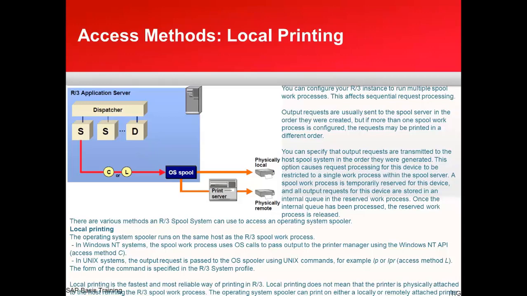Okay, so in Windows NT systems, the spool process uses the OS calls to pass output to the printer manager, and in Unix it is done using the LPR, that is the access method L. Okay, so let's go to the remote printing.